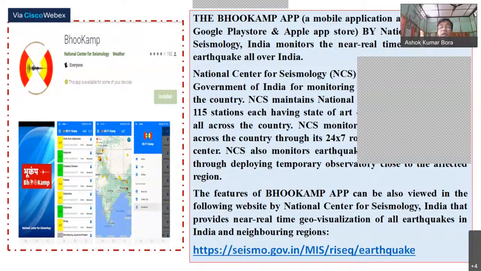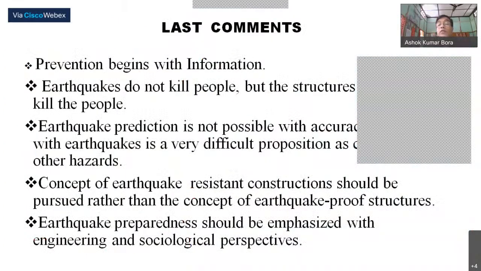Next, last comments, I am coming to the conclusion part. Prevention begins with information, because information is necessary. Information embraces the technical skill, database, other related information, then trend analysis information, then reports, then past, present, and future probabilities of occurrence of earthquakes. So all this information, including technical know-how, is very important, and prevention is possible only if we have a good information base and database.